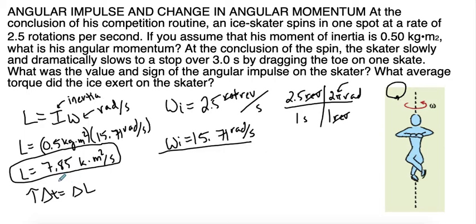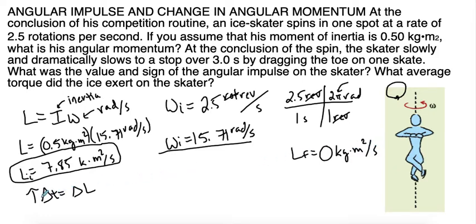So impulse is going to be the change in angular momentum here, and we found our initial momentum to be 7.85 kilograms times meter squared per second. What's the final angular momentum here? Well, the skater is going to come to a stop in 3 seconds, so we know that that's just going to be moment of inertia times final angular velocity, which is just going to be 0 kilogram times meter squared per second. So we don't have to do a whole lot of work there, just because we know it's going to be 0.